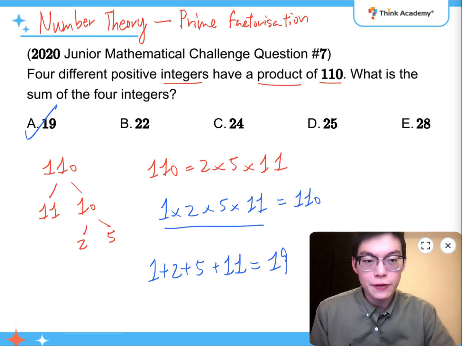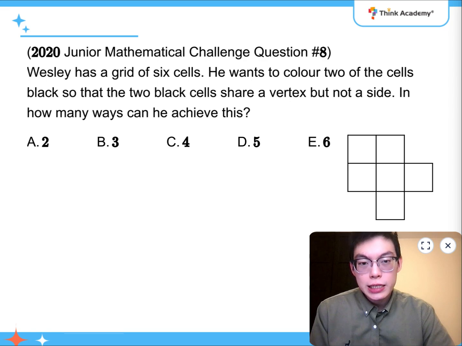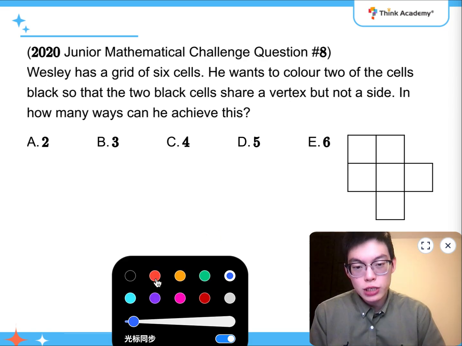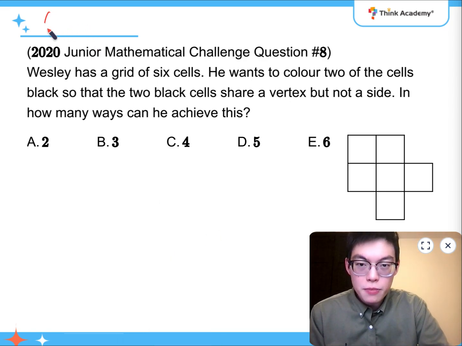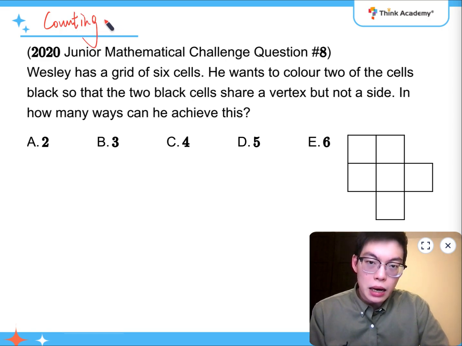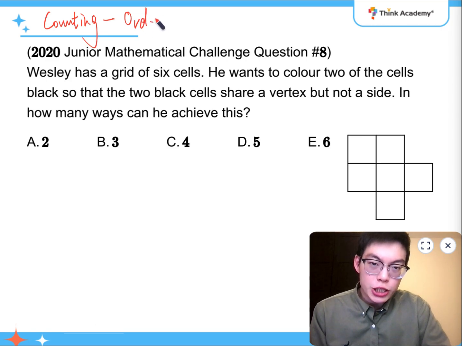And next for question 8. This is a counting problem. And I would say that it's on ordered enumeration.